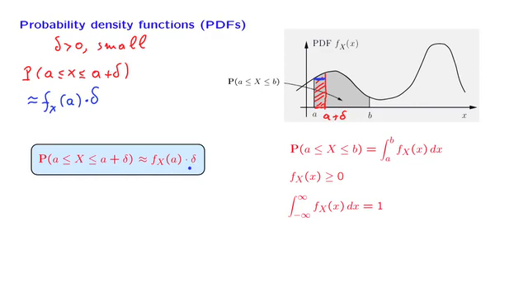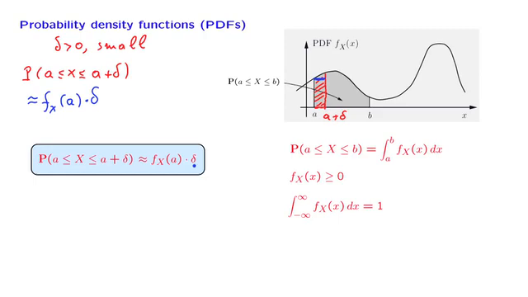If we take this factor of delta and send it to the other side in this approximate equality, we see that the value of the PDF can be interpreted as probability per unit length. So PDFs are not probabilities, they are densities. Their units are probability per unit length.